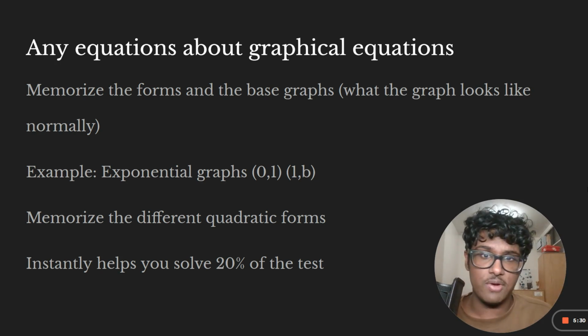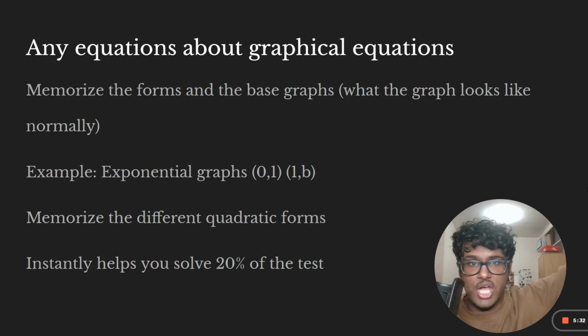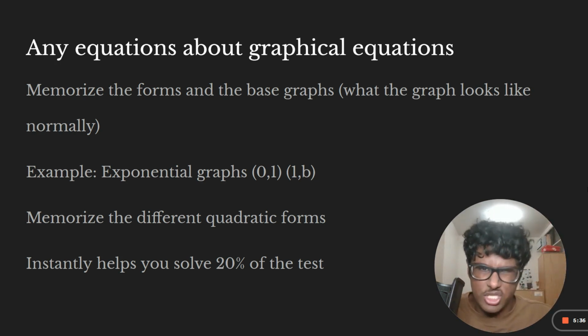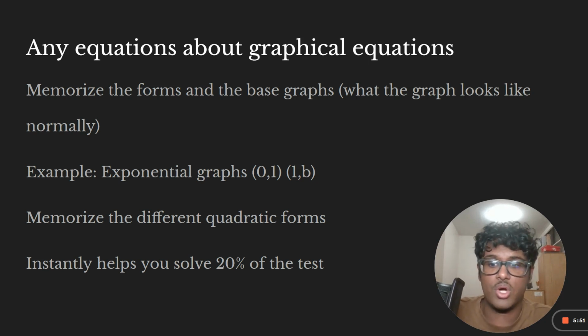So you need to try to figure out, what are these points? Are they really stretched out? Is there a factor that the whole graph is multiplied by, or is it shrunk, right? Is it up or down, left or right from where it's supposed to be? And knowing these base forms and base graphs is going to help you solve every single graphical equation so much easier, right? For quadratics, memorize all the quadratic forms.